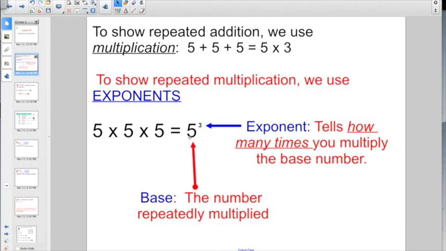The 5 is the base, the number you are repeatedly multiplying. The little 3 up in the corner is called the exponent. That tells you how many times you're going to multiply the base number. 5 to the third power means I'm going to multiply 3 5s together.